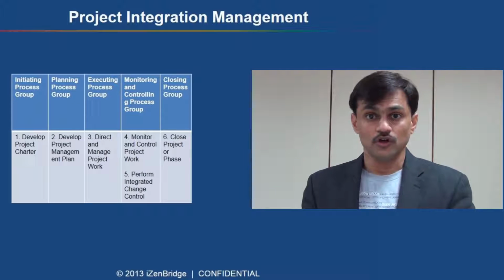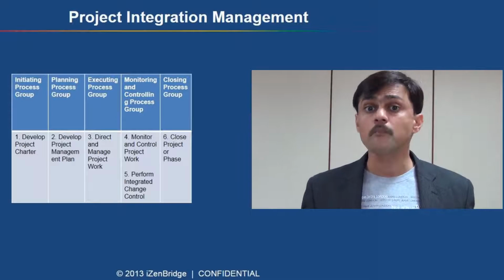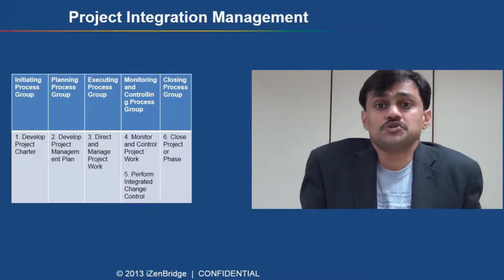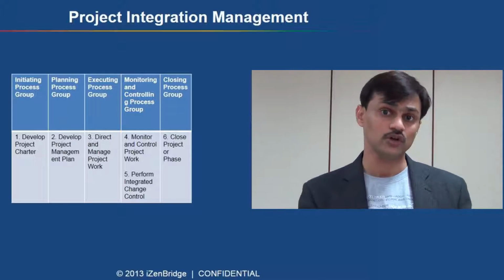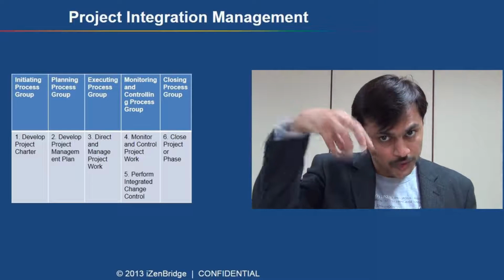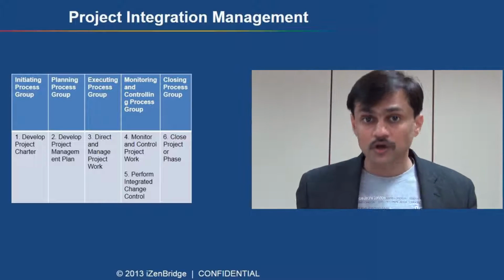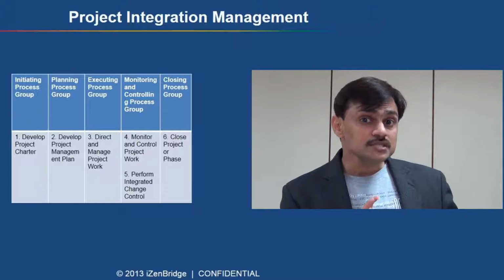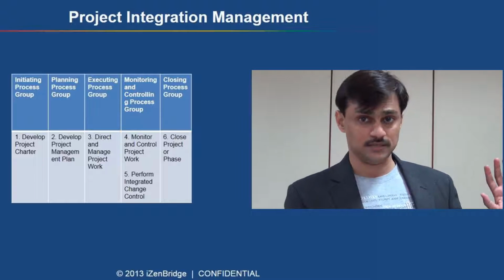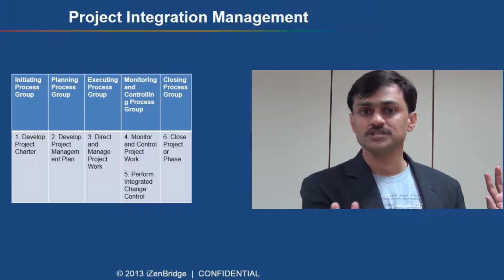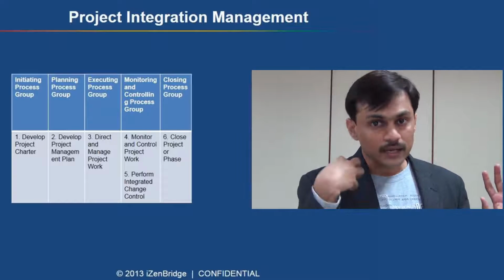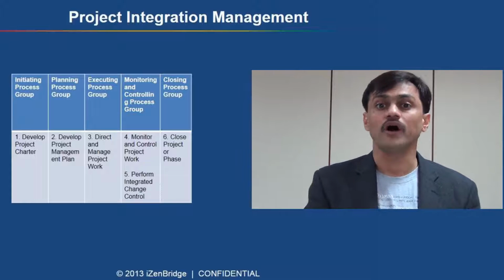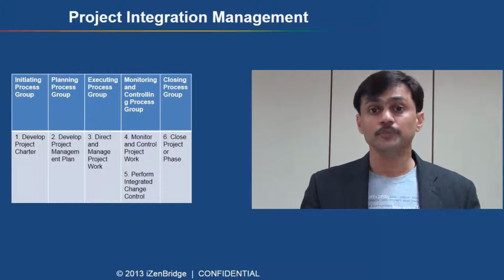Now, in the executing process group, we have direct and manage project work. A process sitting in the integration management knowledge area responsible for directing and managing project execution related activities. Most of your other processes will be getting coordinated or work with this particular process. In a monitoring and control process group, we have monitor and control project work. Now, we have various knowledge areas. Each knowledge area will have their own monitoring process, like we have a monitor and control cost process which monitors the cost related area of a project. But at this level, this process integrates all monitor and control project work related activity and produces a consolidated project status.